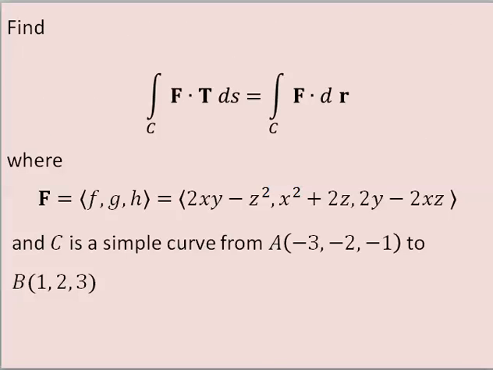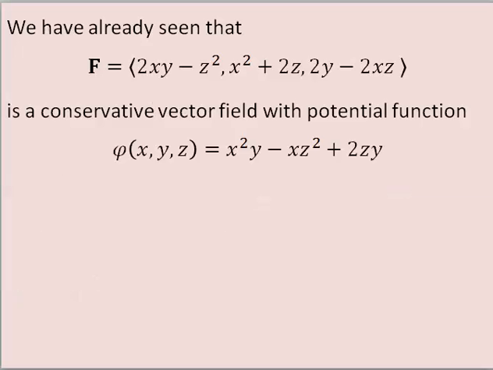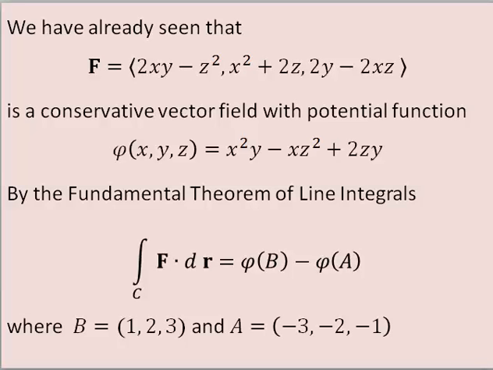Let's find this line integral where F is our conservative vector field that we saw in part 1 and 2, and where C is a simple curve from A to B. As I said, we've already seen F, and it's a conservative vector field. We actually found its potential function already in part 2. By the fundamental theorem of line integrals, we know that the line integral over the curve C is equal to phi of B minus phi of A.